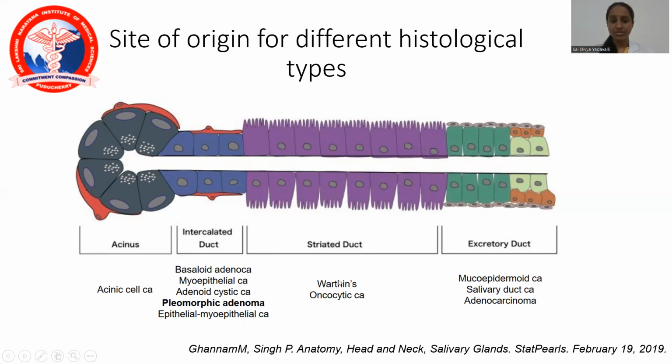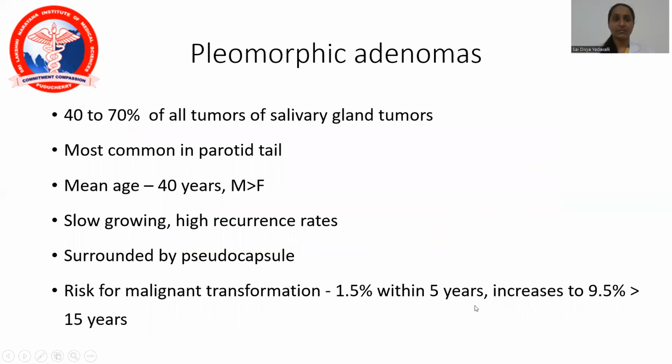From the striated duct portion, we can see that the Warthin's tumor and the oncocytic carcinoma arise. And from the excretory duct portion, the mucoepidermoid carcinoma, salivary duct carcinoma, and adenocarcinoma are said to arise.